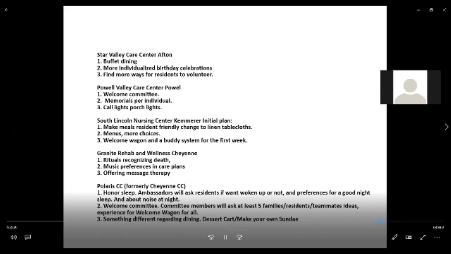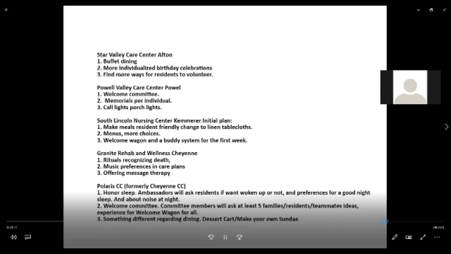Brilliant. And then Polaris, you guys are going after figuring out how to honor sleep. You're starting to talk to residents and giving choice and asking for their preference. Do they want to be woken up during the middle of the night or not? That's really important. And what do they need for a good night's sleep? And what kind of noise is there at night? They're also going after the welcome committee. They're having fun just talking about it.